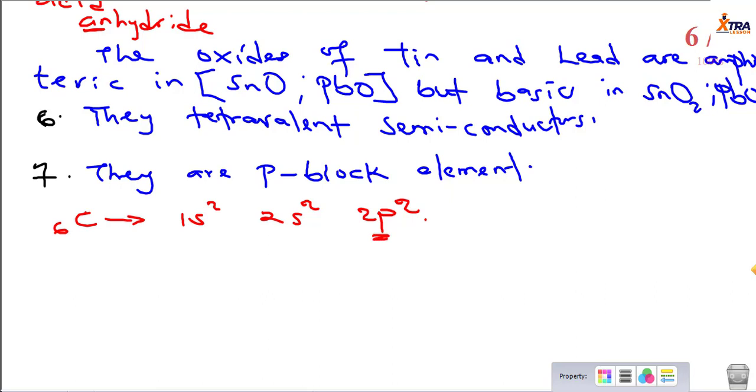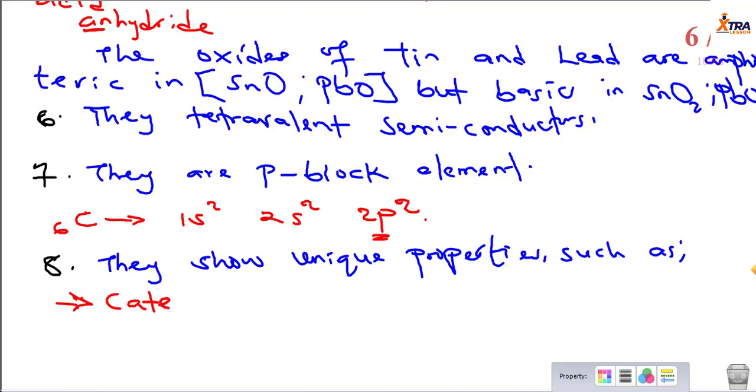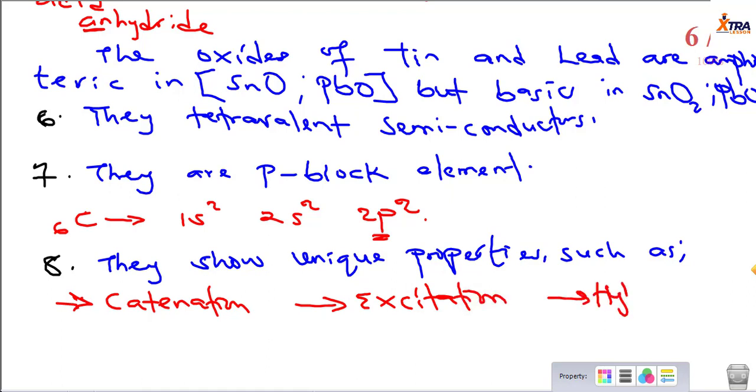You can see carbon here is a p block element, and the rest of the other group 4 elements. And finally, they have unique properties. That means all members of group 4 show unique properties, such as 1. Catenation, 2. Excitation, and 3. Hybridization.